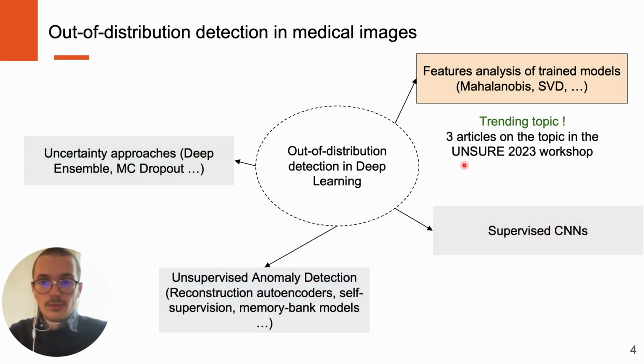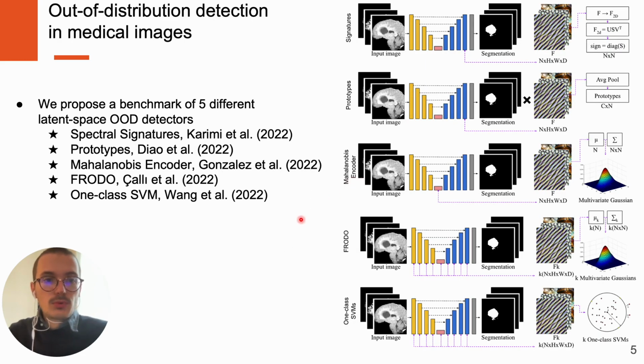In this talk, I'm going to focus on this last family of methods because it is a very active research topic. For instance, at the UNSURE 2023 workshop, there are 3 articles on that topic. So we propose to do a benchmark of these latent-space out-of-distribution detectors, and we identified five of them in the literature that have been proposed recently.